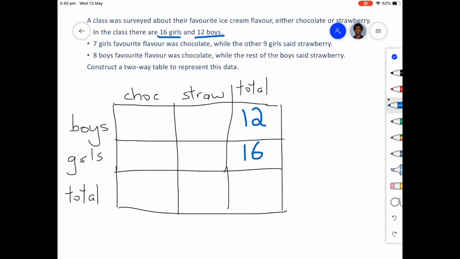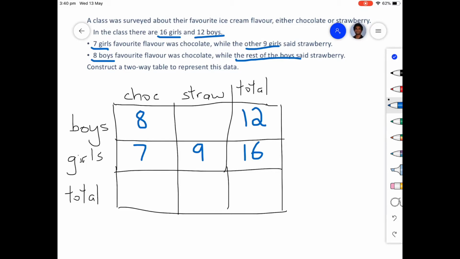Our next bit of information is that 7 girls liked chocolate. So we go to our girls row, we go to our chocolate column, and we're writing 7 for the girls who like chocolate. The other 9 girls said strawberry. So the same thing, we go into the girls row, and we're writing 9 in the strawberry box. The next information is that 8 boys liked chocolate, so we're going to write 8 in the boys and chocolate, while the rest of the boys said strawberry.